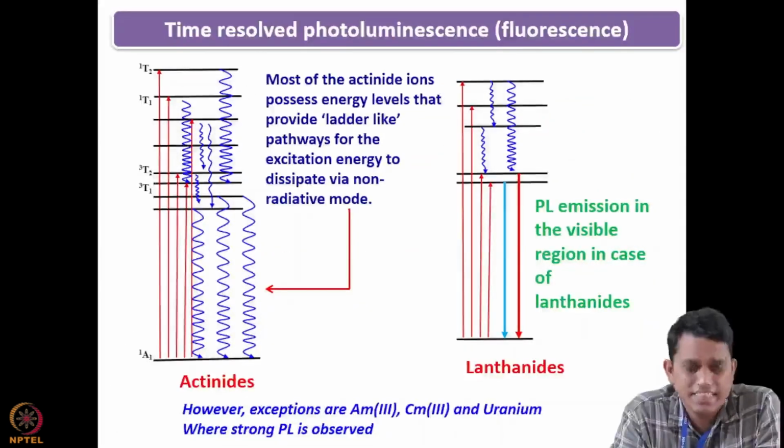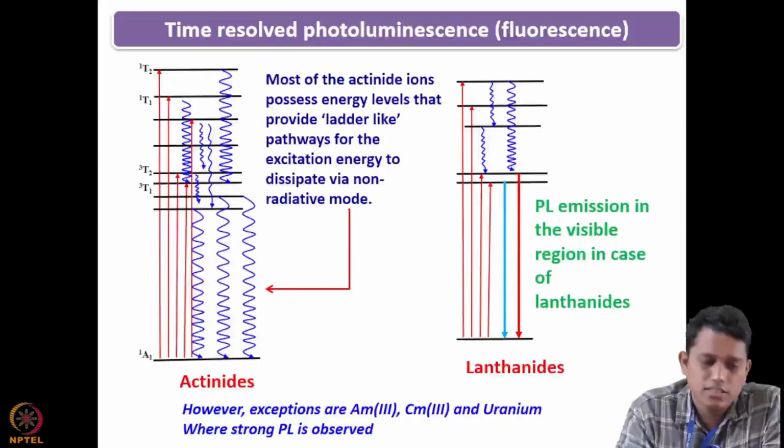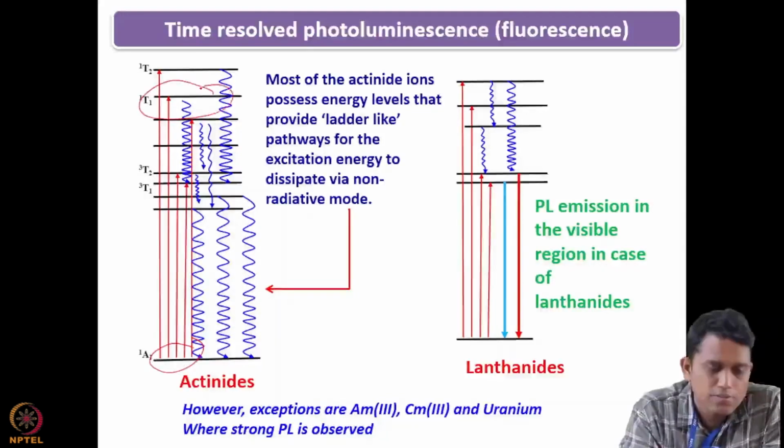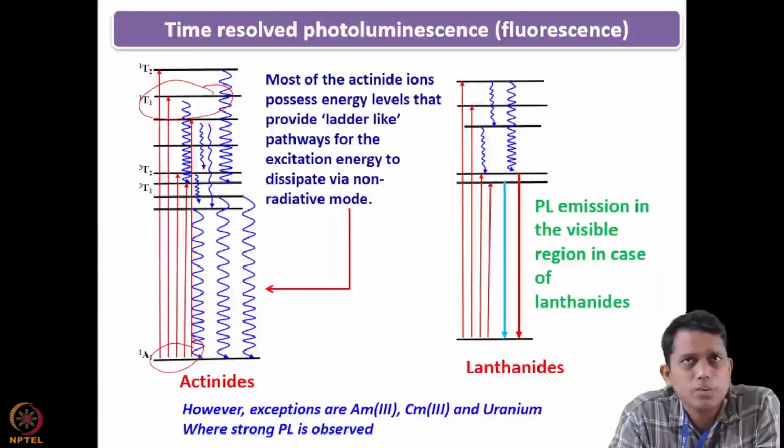If you talk about the lanthanides and actinides, in the lanthanides the energy levels are quite far apart compared to the actinides; the actinides possess ladder-like pathways. Because of these ladder-like pathways, when you excite from the ground state to any upper state, most of the photons come back to the ground state by a non-radiative decay process. So many of the actinides are not fluorescent. Whereas in the lanthanides, these ladder-like pathways are missing, and because of that most of the lanthanides give very good luminescence.